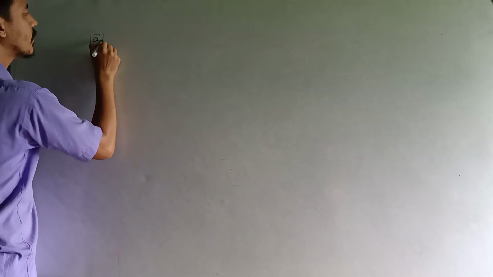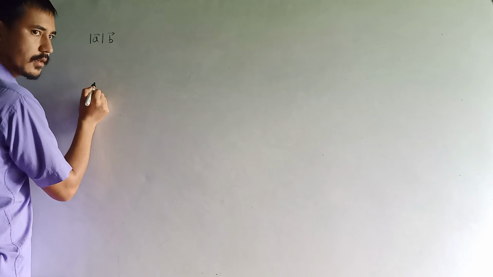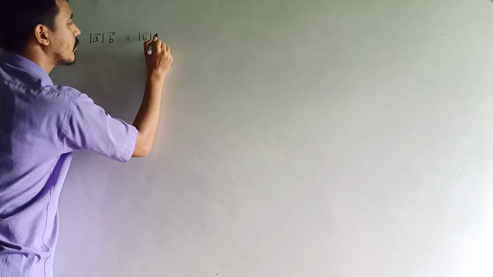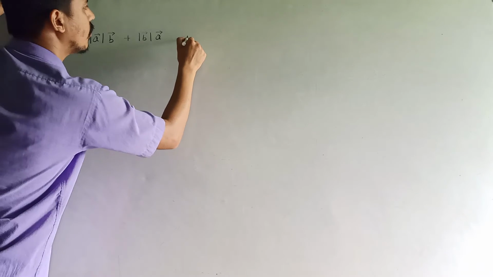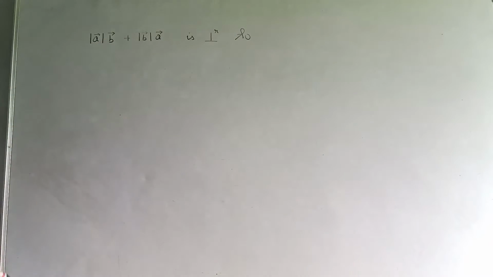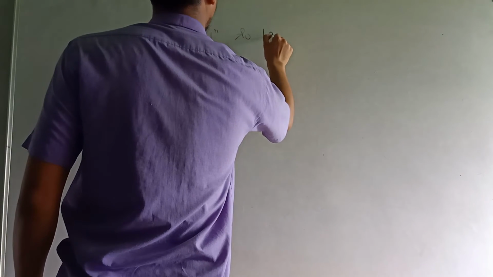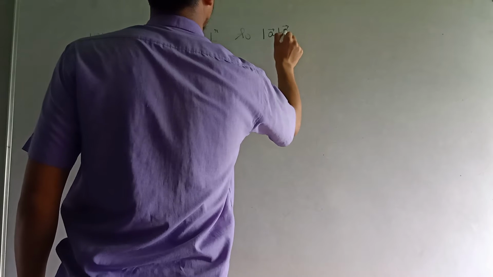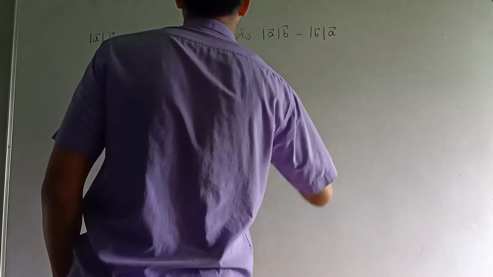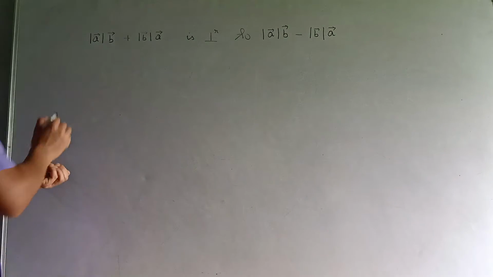Show that the magnitude of A times vector B plus the magnitude of B times vector A is perpendicular to the magnitude of A times vector B minus the magnitude of B times vector A. Same, no? Okay. You want to show that.